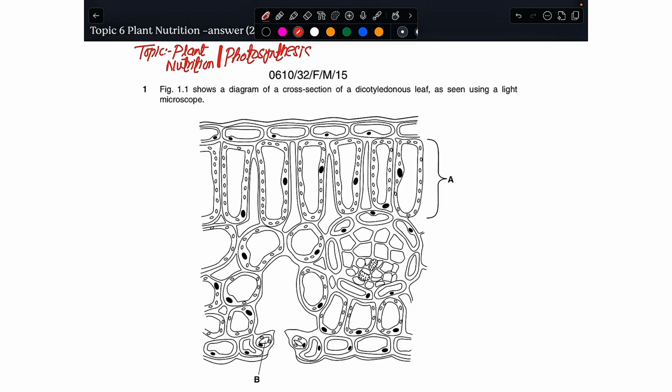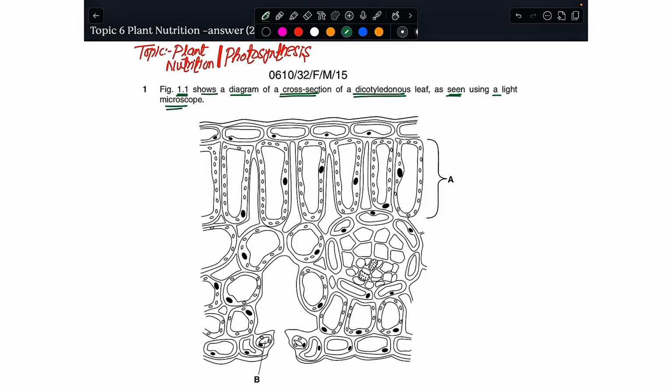So if we look at this question that appeared in February/March of 2015, and this is coming from the structure of the leaf. What the examiner tells you is that we give you figure 1.1, and this is a diagram of a cross section of a dicotyledonous leaf as seen using a light microscope.